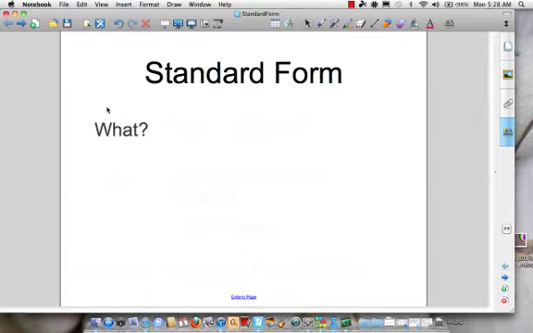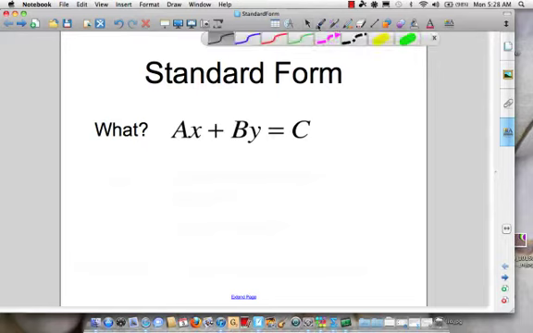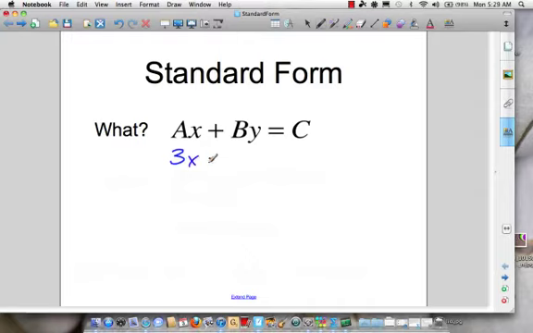You've already learned slope-intercept form and point-slope form. There is yet another commonly used form for the equation of the line, and it's called standard form. And it looks like ax plus by equals c, where a, b, and c are numbers. So for example, here's a line written in standard form, 3x plus 4y equals 9. Or here's another one, 10x plus 8y equals 7.